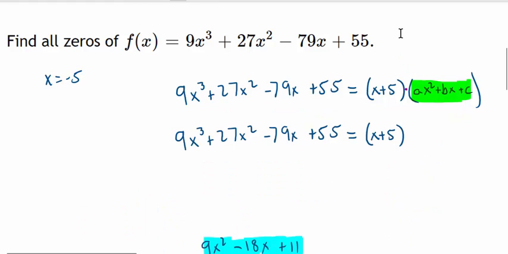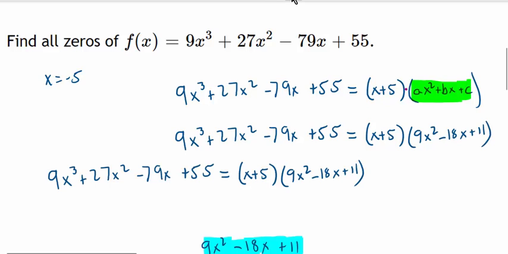So now we can say the polynomial given can be written as the linear factor x plus 5 times the quadratic factor 9x squared minus 18x plus 11. Now remember, the goal was to find the zeros of this function, so I'm still trying to find out when this is all equal to 0.